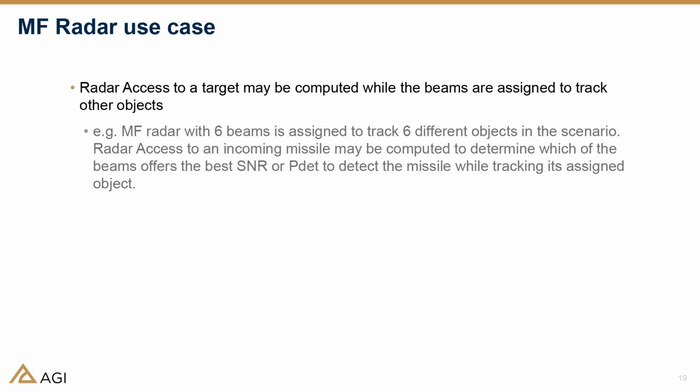These objects could be anything from a ground vehicle, an aircraft, a spacecraft, or a missile. So let's pretend it is a missile, and we have access to one of those missiles that is incoming. Through the normal workflow with STK, we can compute and use the data to determine which of those beams that we are getting an SNR or PDET for is able to best detect this missile while we're tracking it to its assigned object.